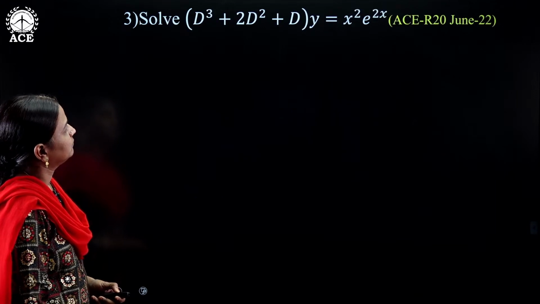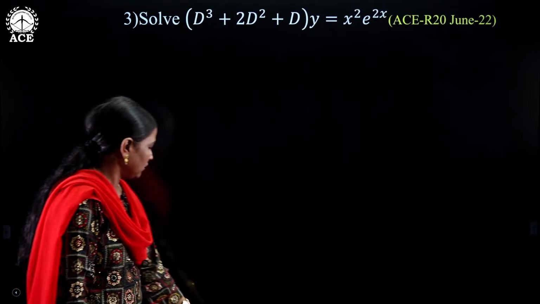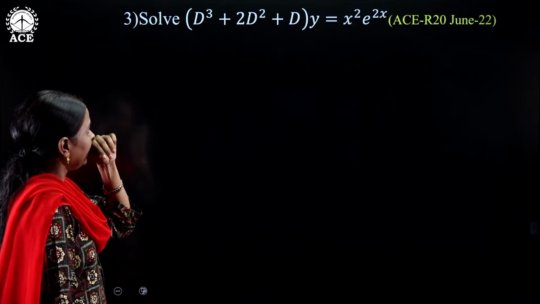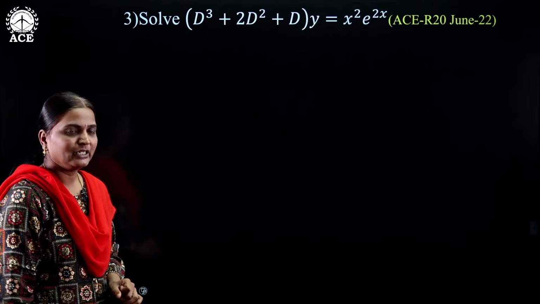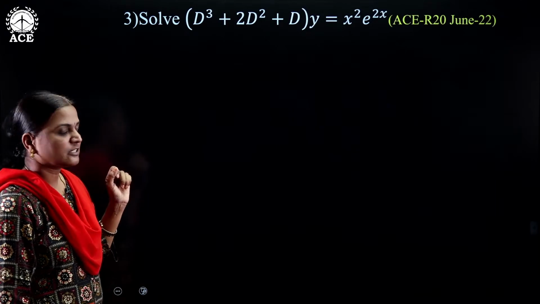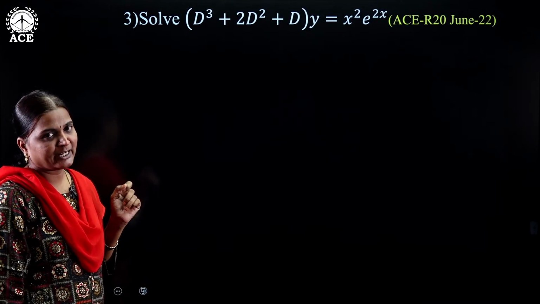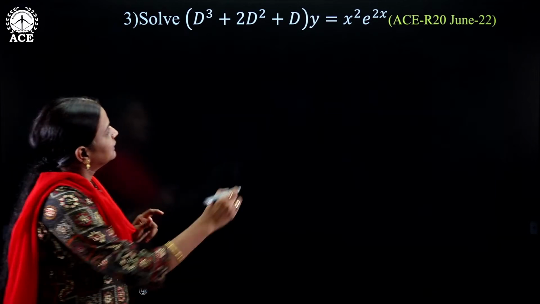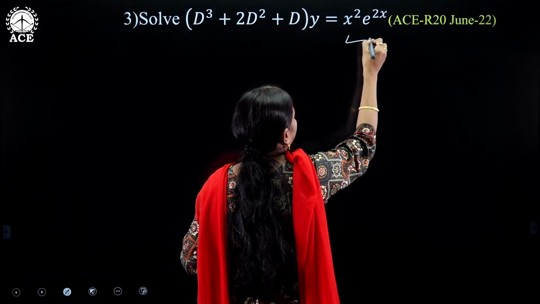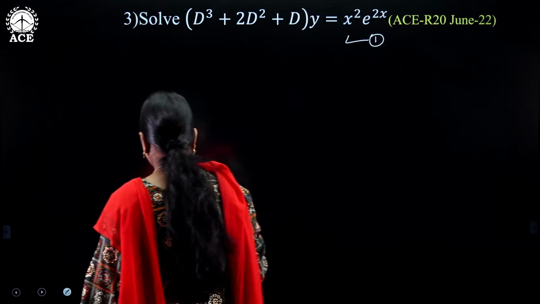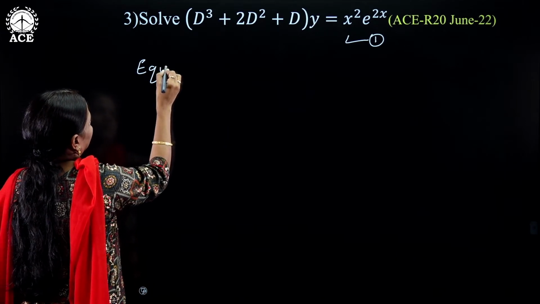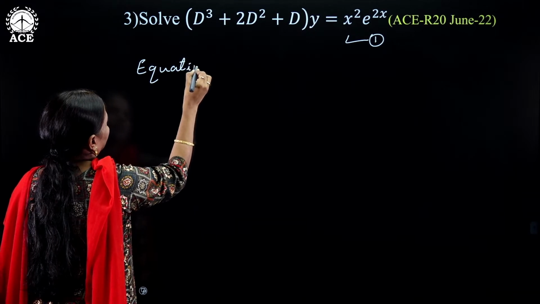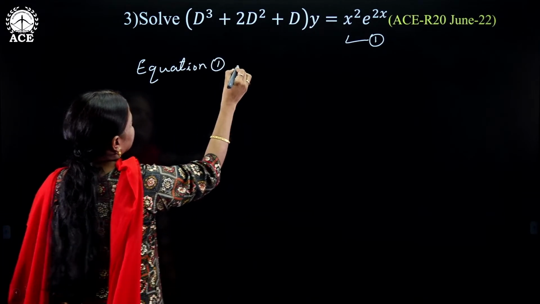Next, solve D cube plus 2D square plus D into y is equal to x square into e power 2x. Dear students, try to find the complementary function and post your answer in the chat box. So this is, if we consider, equation 1. So equation 1 is of the form.